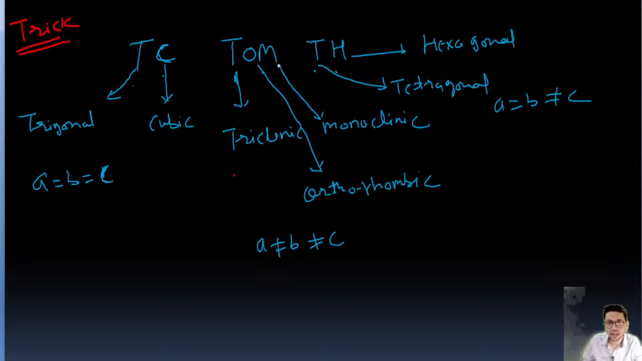The trick is take care Tom TH. You need to understand there are three T: the first T is trigonal crystal, the second T is triclinic, and the third one is tetragonal. For TC, meaning trigonal and cubic, all sides are equal, A equal to B equal to C. That's why I have written in this fashion. And Tom means trigonal, triclinic, orthorhombic, and monoclinic: all sides are not equal. And for TH, that is tetragonal and hexagonal, two sides are equal, the third is not equal. This is what we are going to use here, right?